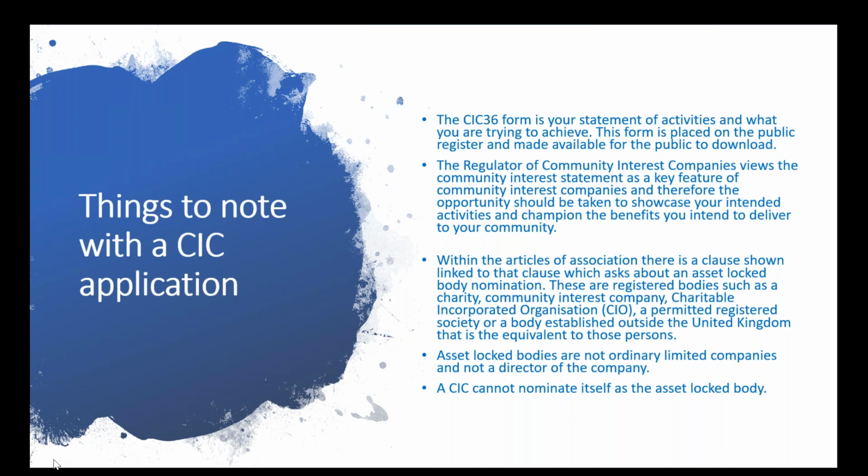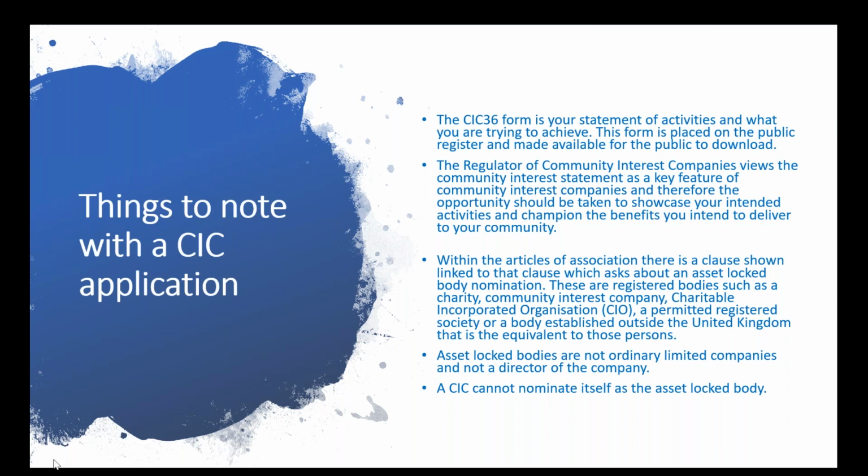I've made mention in the webinar about the asset lock quite a lot. Within the Articles of Association, there is a clause which asks you about an asset lock nomination. Now, these are registered bodies such as a charity, community interest company, charitable incorporated organisation, a permitted registered society, or a body established outside the United Kingdom that is equivalent to those persons. So if you're going for the community interest company application and you want to nominate an asset lock body, it needs to be a registered entity. It can't be your company as you're going to be a CIC.